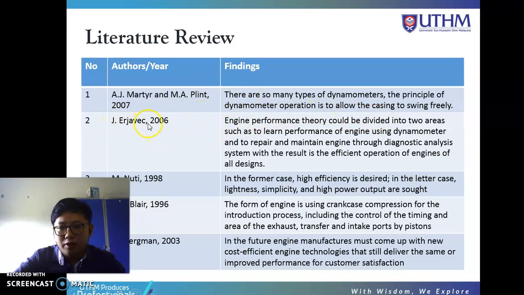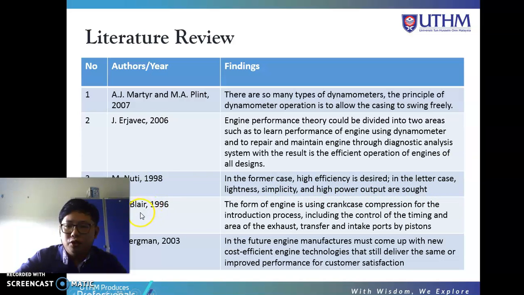Second, J. Izavek 2006. Engine performance theory could be divided into two areas, such as to learn the performance of an engine using a dynamometer and to repair and maintain the engine through a diagnostic analysis system. The result is the efficient operation of engines of all designs. Third, M.T. 1998. In the former case, high efficiency is desired. In the latter case, lightness, simplicity, and high power output are sought.